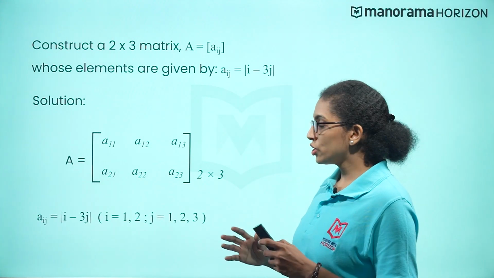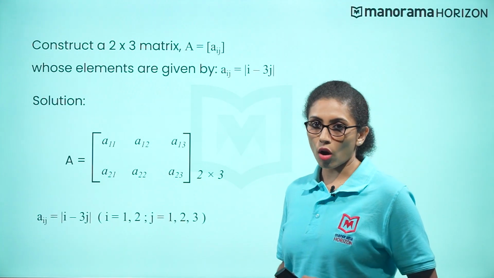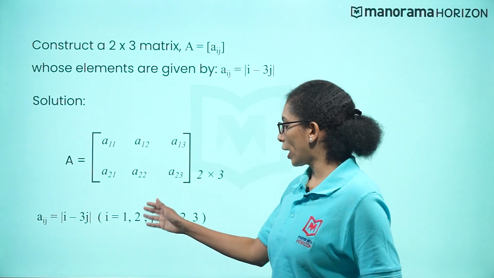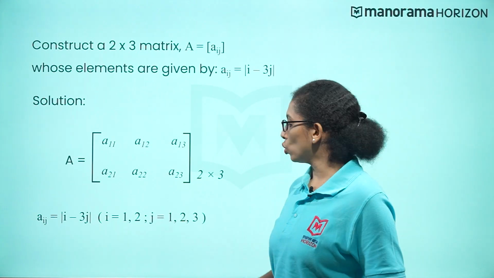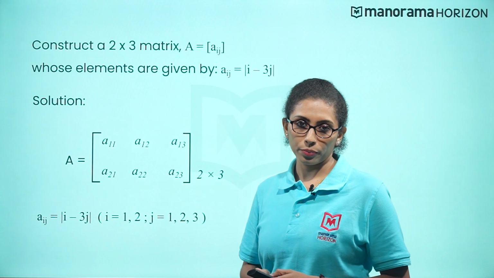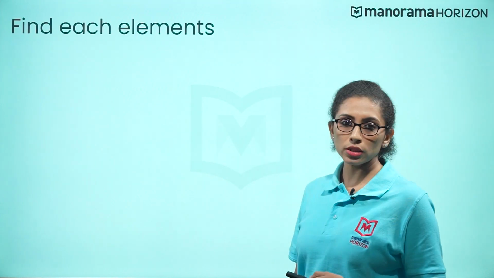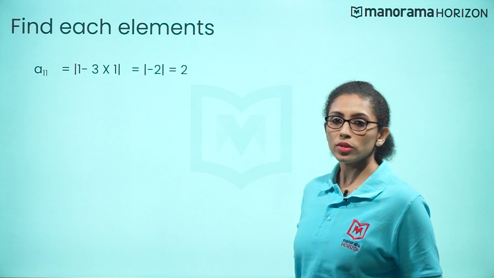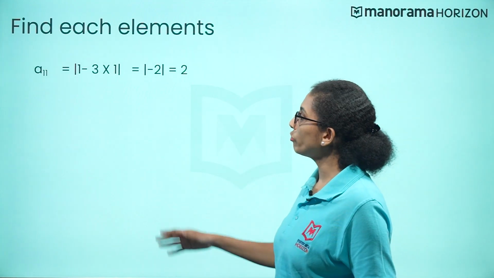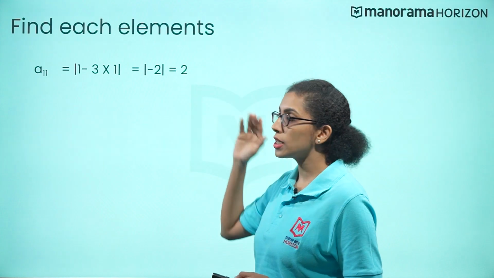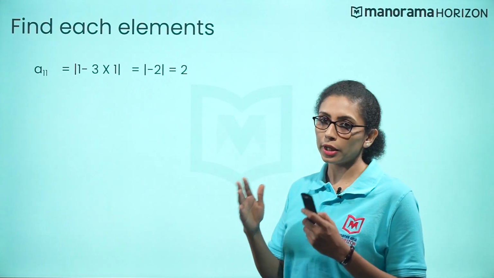Now, Aij is equal to modulus of i minus 3j, where i takes the values 1 and 2, and j takes the values 1, 2 and 3. Find each element. How can we find? A11 is equal to, substituting the values, modulus of 1 minus 3 into 1, and we get the answer as modulus of minus 2, which is nothing but 2.